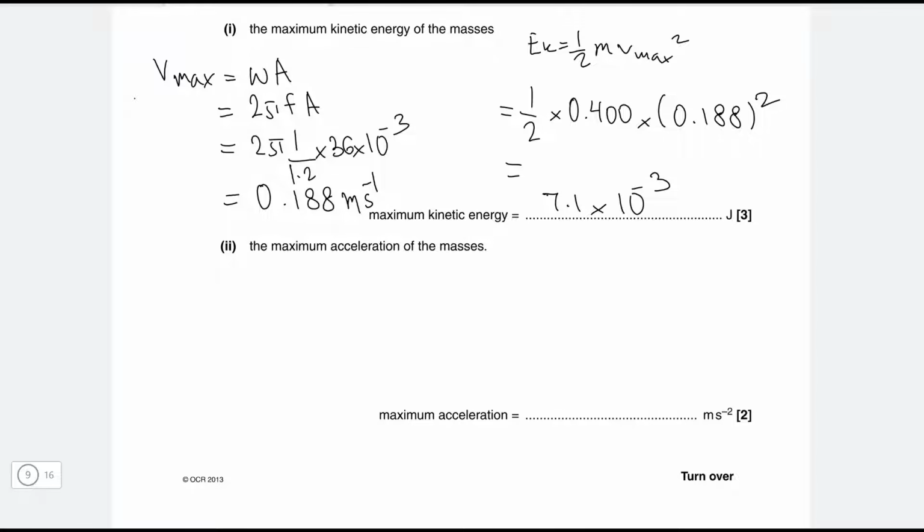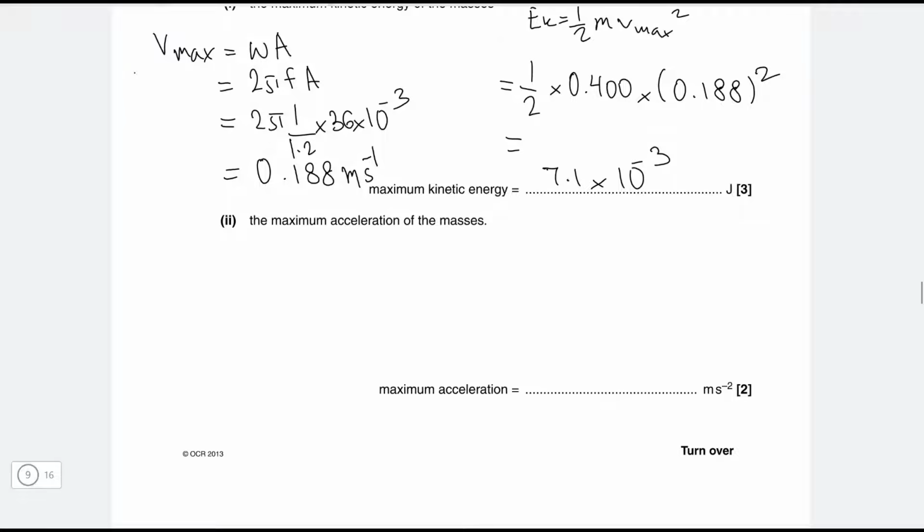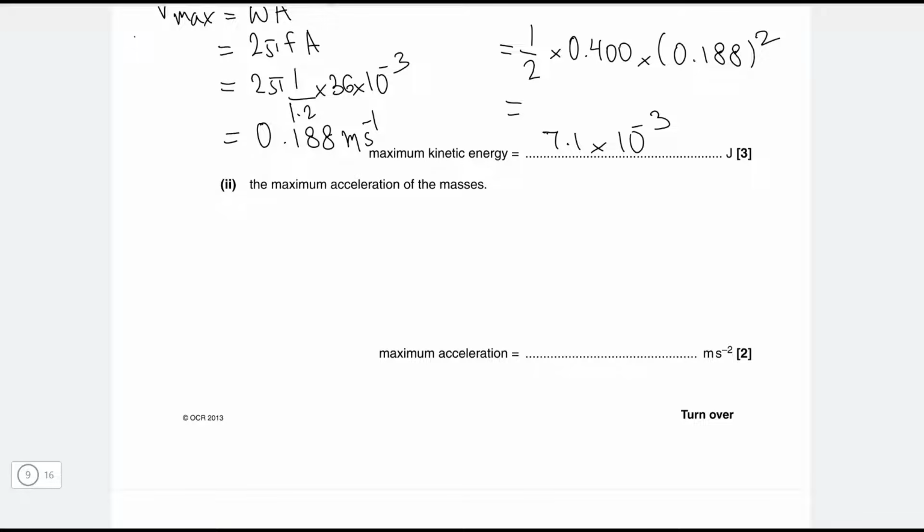Now, to calculate the maximum acceleration of the masses, we're going to use the equation for simple harmonic motion. And this is a really good question because you really need to understand what's actually happening in simple harmonic motion to answer this question correctly. So the maximum acceleration occurs at maximum amplitude. I'm just going to make a little note over here. You don't have to do that in the exam, but just to help you really understand that the maximum acceleration occurs at maximum amplitude.